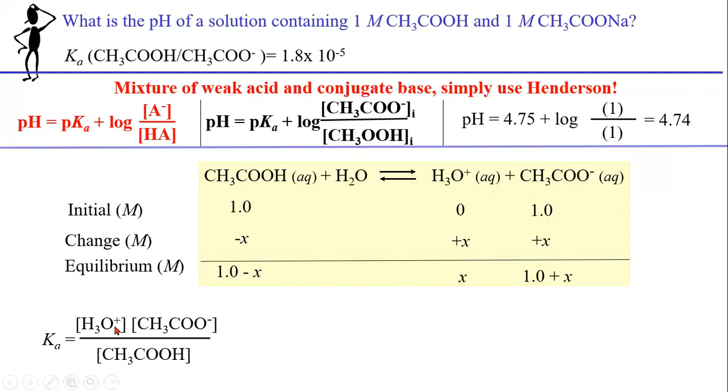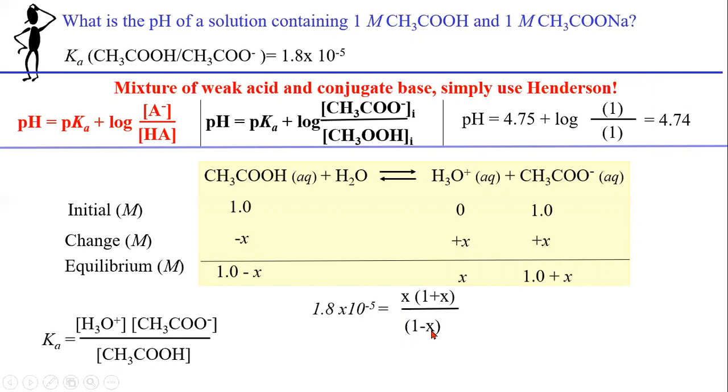Put the Ka expression, products divided by reactants, and substitute. So the Ka is 1.8 times 10 to the minus 5. This is going to be x for the H3O plus, 1 plus x for the acetate, and 1 minus x for the acetic acid. That's interesting because now I have plus x and minus x. Do I have to really do a quadratic here, multiply everything out? That's a bit complicated. Well, I'll tell you one thing. If the x is not negligible relative to the 1 here, because 1 is my initial concentration, yes, you will have to do a quadratic.